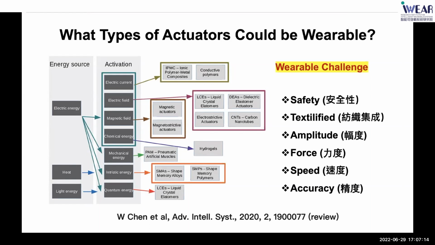Then the challenge will include the integration. We call it textile-ification. It's better for those actuators to be integrated with our clothing. And the next challenge would be the performance. Can we get high performance from those actuators?